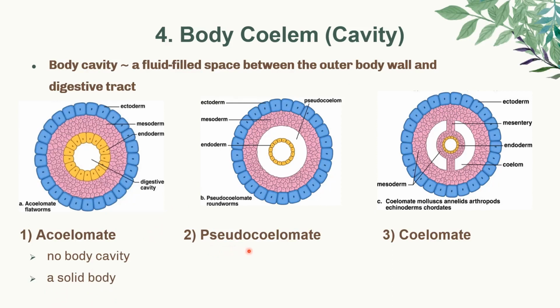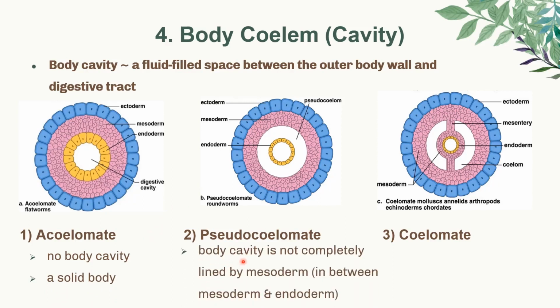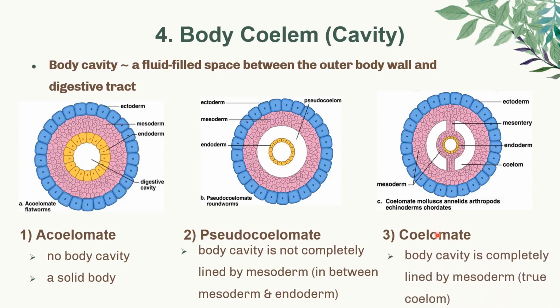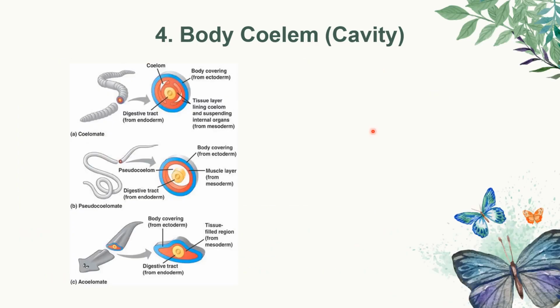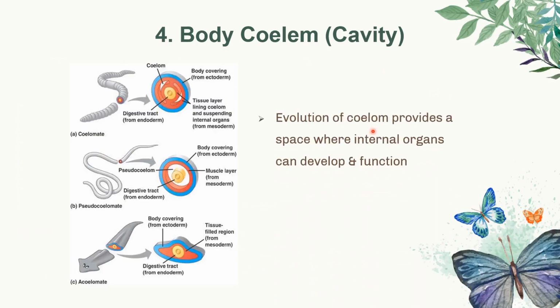The second one, pseudocoelomate, false coelom, shows that the body cavity is not completely lined by the mesoderm, meaning the coelom is touched by the mesoderm and also the endoderm. However, for coelomate, the body cavity is completely lined by the mesoderm, meaning the coelom is only inside of the mesoderm and does not touch the endoderm. So this is considered as true coelom. The evolutionary advantage of having a coelom is that it provides a space where internal organs can develop and function. For example, the lungs can expand due to the presence of space from the coelom.